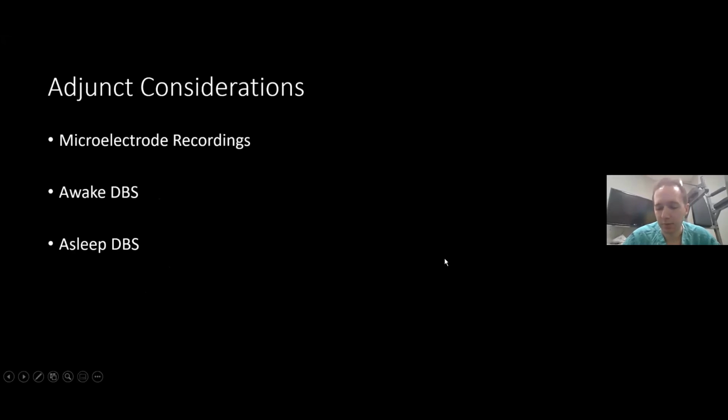So now that we've talked about a lot of the DBS targets, there are some other things that we do in surgery that people walk in and ask, well, why are you doing that? Or the patients ask us, why can't we do our surgery asleep? Why do we have to do this or that? I just wanted to talk about those things because there's quite a bit of data on those as well.